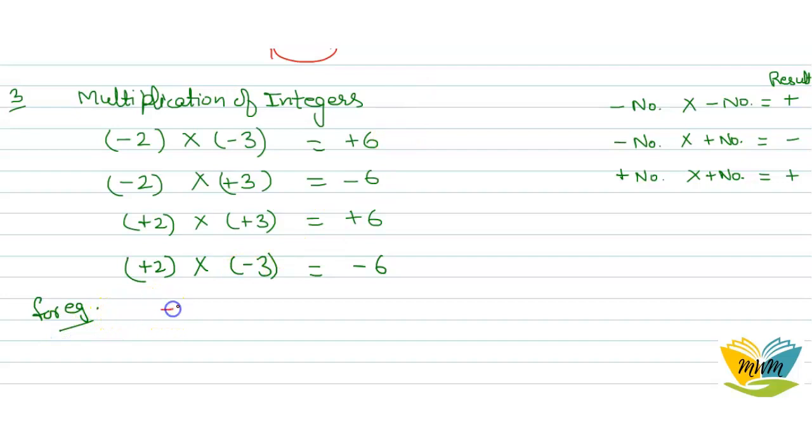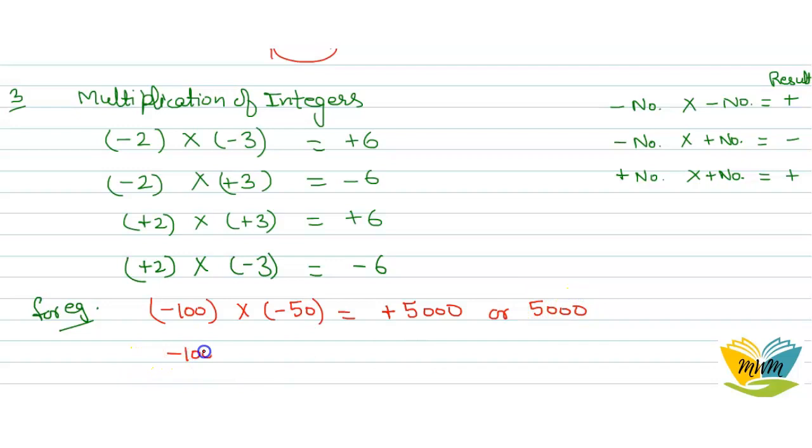Suppose we want to multiply minus 100 with minus 50. Now when 100 is multiplied with 50, we get 5000, and both 100 and 50 have the negative symbol, minus and minus. Minus and minus means plus, so we will put a positive symbol, or we can write simply 5000.